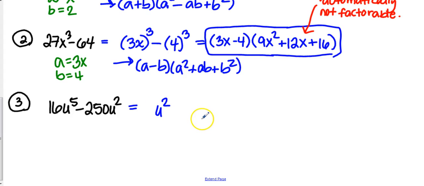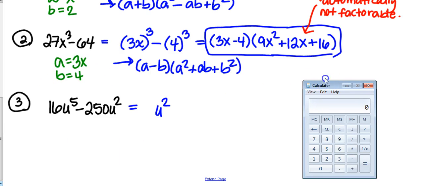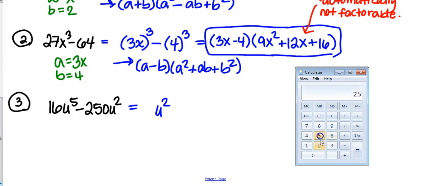16 and 250, do those share any common factors? Well, if you're not sure, grab your calculator. I'll take mine out. I know 250 is not divisible by 16, so let me try 16 first. 250 divided by 16. Nope, that didn't work. How about 8? Nope. How about 250 divided by 4? That didn't work either. How about 2? I know that one worked because they're both even. Hey, look at that. I can take out a 2.